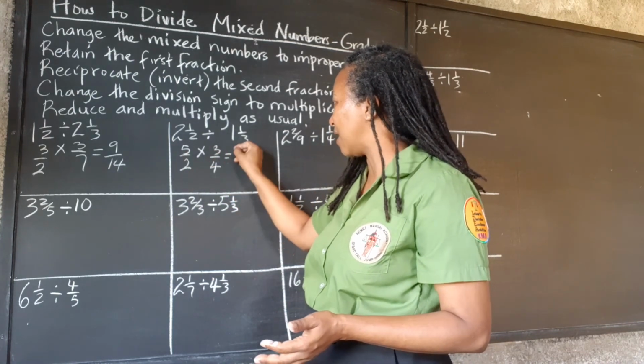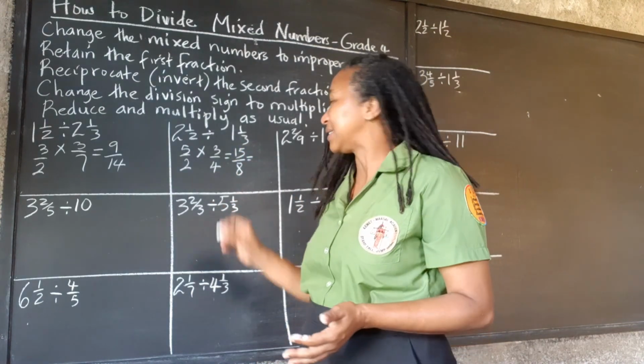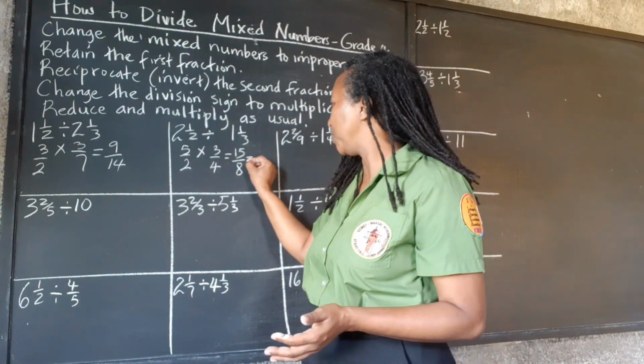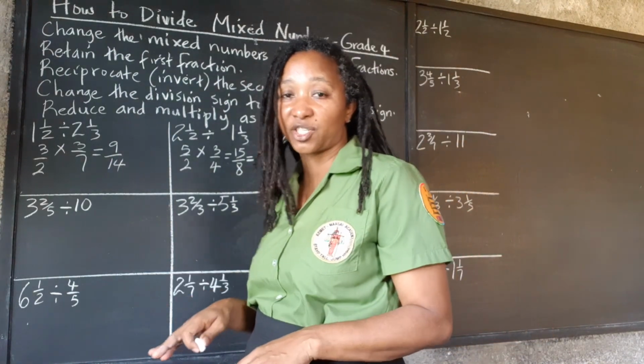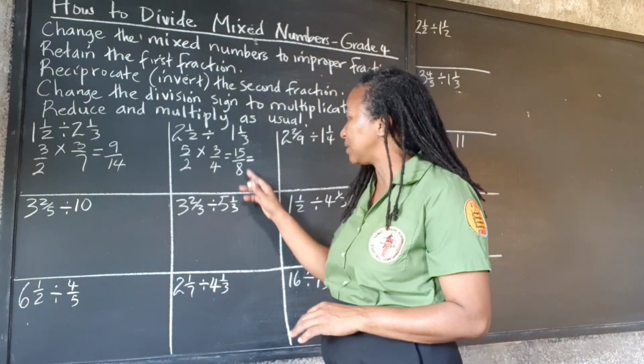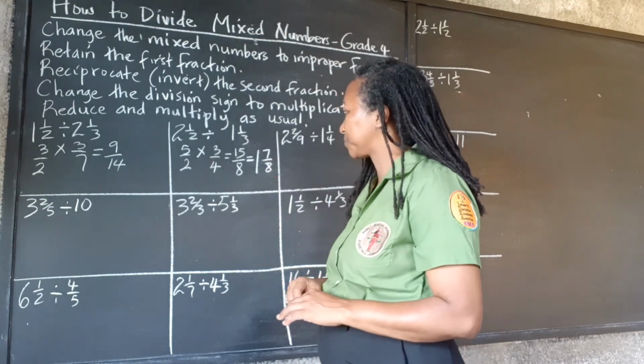5 3s are 15 and 2 4s are 8. That's an improper fraction, and we like to put our answer in a mixed number form or a common fraction form. So 8 goes into 15 once, remainder 7 over 8.